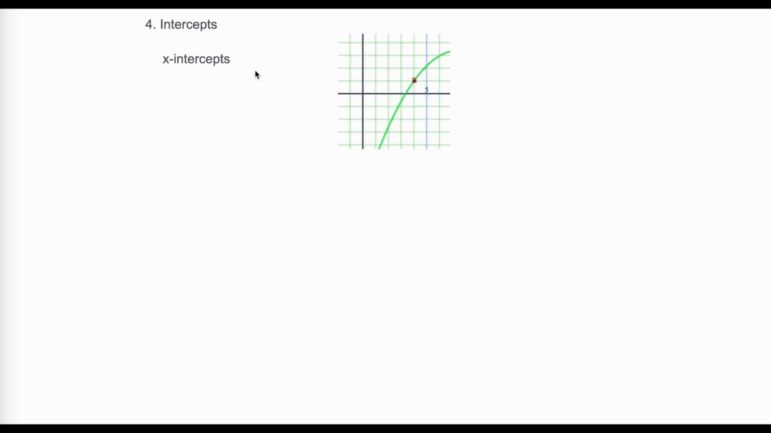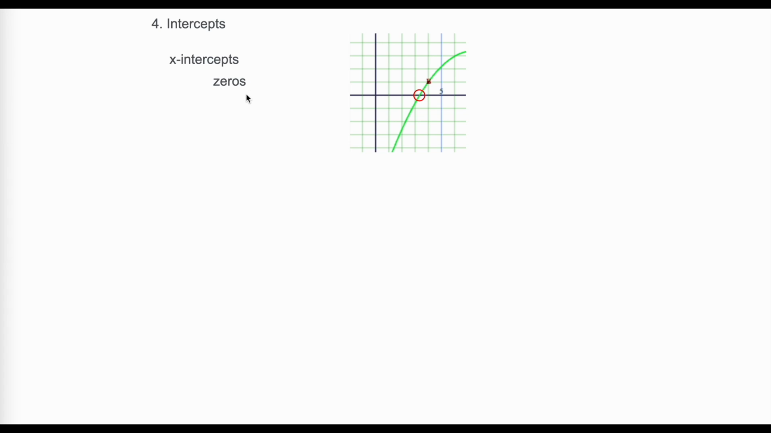We have x-intercepts where it crosses the x-axis. This is where it crosses the x-axis. These are also called zeros. It's when the y value is 0. When we're talking about functions, we're always talking about what's the y value, what's the function equal to, and when is the function equal to 0? When is the y value equal to 0? Where it crosses the x-axis is when the y value is 0. X-intercepts are called zeros for that reason.